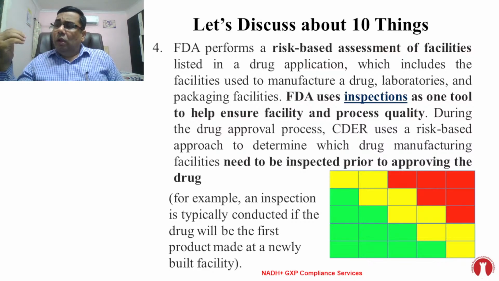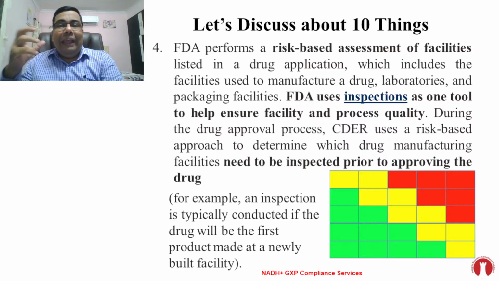So sometimes prior to approval of the drug, the facility needs to be inspected, or sometimes even without inspection of the facility the drug can be approved. This is also possible. For example, an inspection is typically conducted if the drug will be the first product made at a newly built facility. So if it is the first submission or first application, then definitely the facility inspection will be there before approval. But suppose many products or drug substances are submitted and earlier approvals are already given. Then the next drug substance or application approval can be given without inspection. This decision is taken on the basis of the risk-based approach. Hope it is clear.